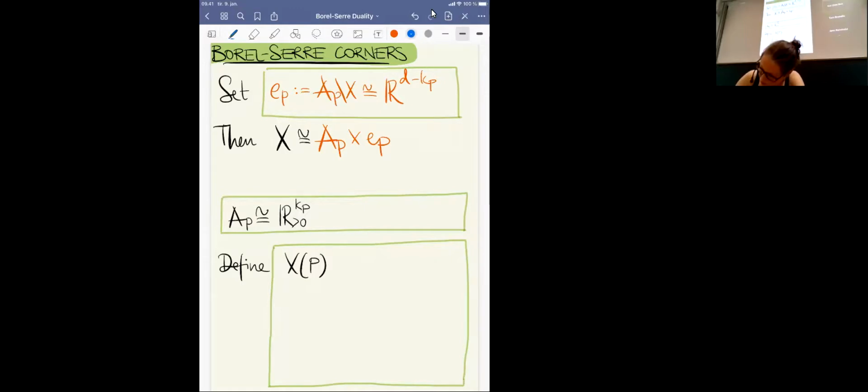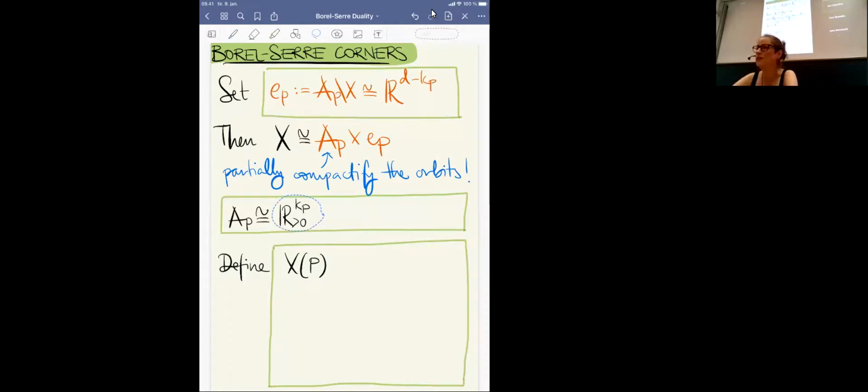And what we want to do is partially compactify these orbits. What do I mean by partially compactify the orbits? Remember that AP is this product of positive real numbers. By partially compactifying, I just want to add 0 to each of these factors. So we're going to define AP bar simply as a product of non-negative real numbers of the same dimension, and we have this canonical inclusion of AP. So I want to replace AP by AP bar in this trivialization. Rather, I want to add the stuff that I've added to AP to X.